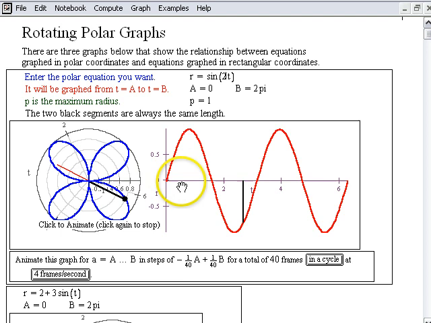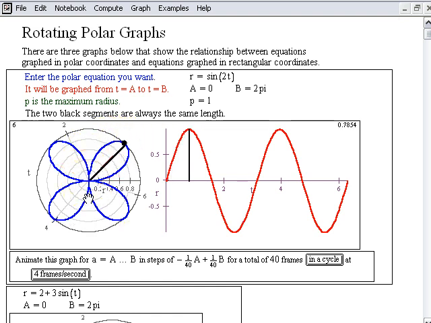As theta keeps getting bigger and bigger, the radius is going to start at 0. It's going to climb up to 1. It's going to come back down to 0. All of that while theta went from 0 to pi over 2. As theta goes from 0 to pi over 2, I went from a radius of 0 out to a radius of 1, back to a radius of 0. Right? That's right there. I'm looking in the direction of pi over 2 right now.